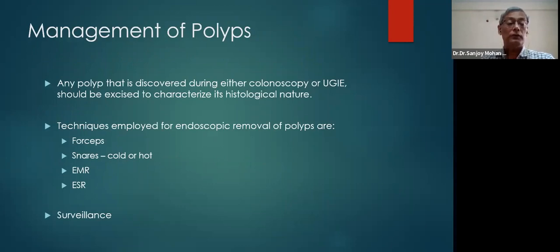So how can we manage the polyp? There are so many types of management. Any polyp that is discovered during either colonoscopy or upper GI endoscopy should be excised to characterize its histopathological nature. The techniques employed are forceps biopsy, where we can take multiple bites, and snares, which can be hot snare or cold snare, EMR (endoscopic mucosal resection), and endoscopic submucosal dissection, which we will show in the picture, followed by surveillance.